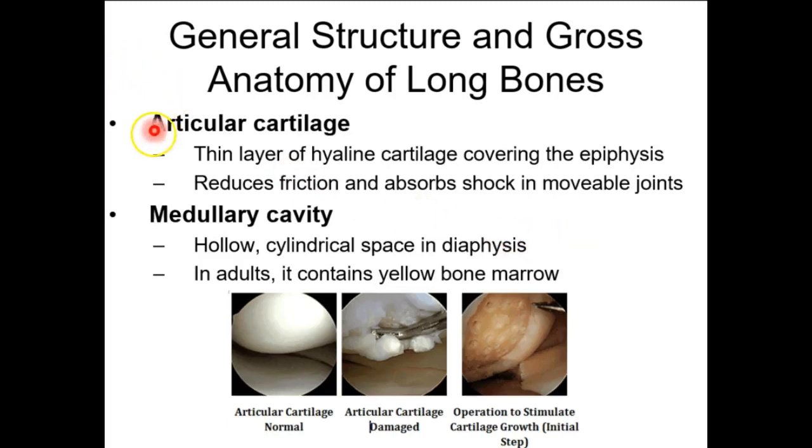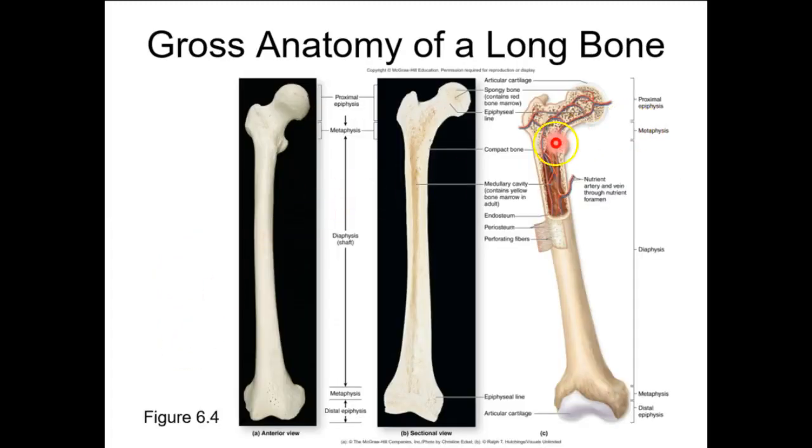Articular cartilage, again, is hyaline cartilage covering the epiphysis at the ends of long bones. The role of that is to reduce friction and absorb shock. Within the diaphysis, you also have a medullary cavity. The vocab word medulla is something you're going to see in a number of different contexts. Medulla always means it's on the inside. It's a deep structure.